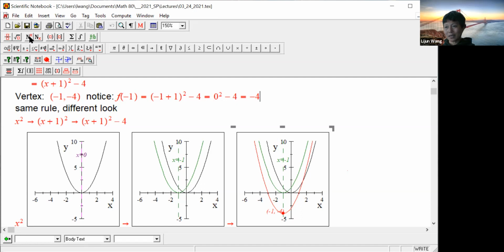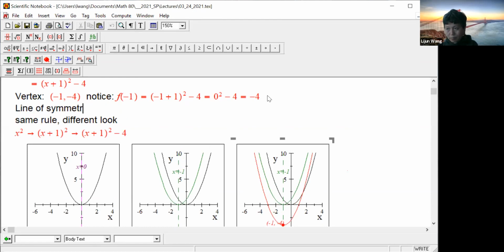And next, let's look at the line of symmetry. What is the equation of the line of symmetry? It's x equals -1, an input of -1. Don't you think they are correlated somehow? Do they have something to do with each other? Of course, right? We shifted to the left by 1 unit and then we shifted down. So in this process, we have identified the vertex and we can also identify the line of symmetry, which is x equals -1.